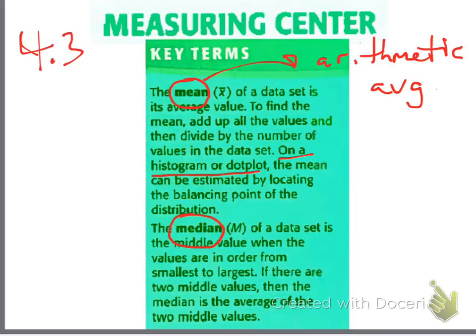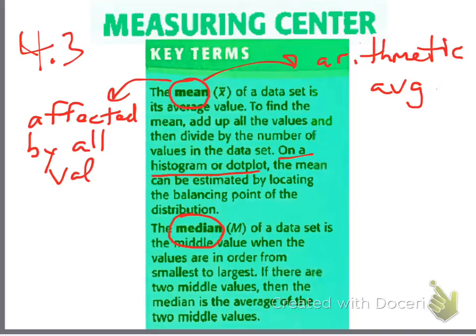Okay. Now, the mean is also affected by all values. So any big number or small number could drastically affect the mean. That's why, if you're a running back and you average 140 yards a game, and you have a game where you rush for 47 yards, your average is going to go way down. All values can affect the mean.